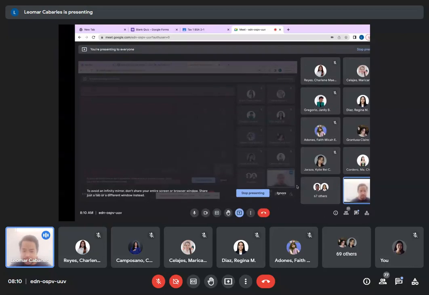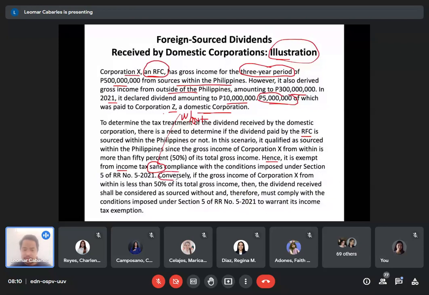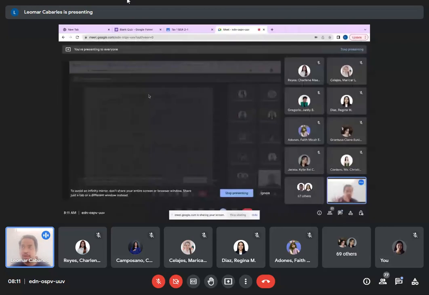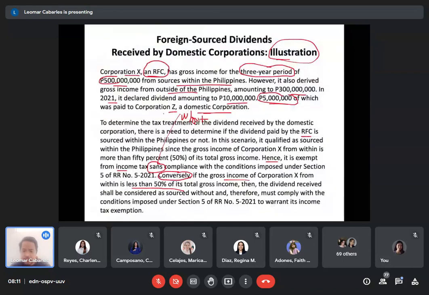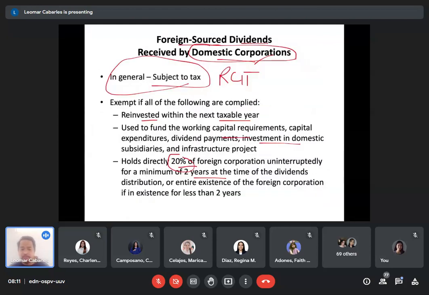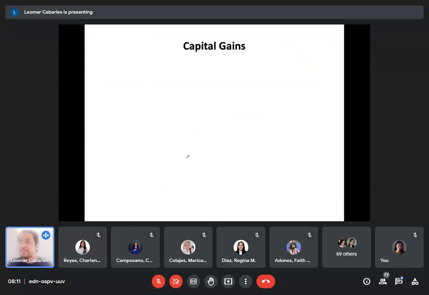So notice, conversely, or the opposite, kung yung gross income ni Corporation X ay less than 50%, 100 million will make it 200 million lang, di ba? Out of 800 million. So that's less than 50%. Kung gano'n ang situation, the dividend received shall be considered as sourced without. And therefore, para maging exempt, it must comply with the conditions that we discussed here: for reinvestment, and the domestic corp holds 20% doon sa foreign corporation. So that's for passive income.